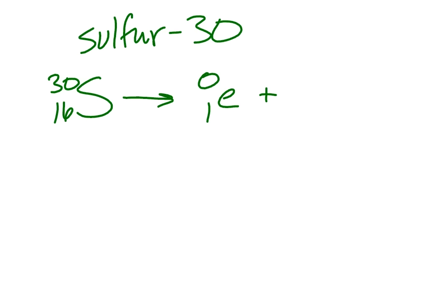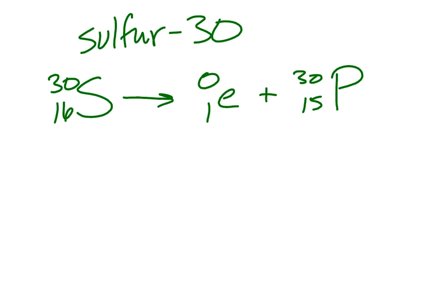Then I look at my math, my top numbers. 30 is equal to 0 plus 30. 16 is equal to 1 plus 15. So 15, 16. Okay, so we're good. In this case, my element, if I find it on the periodic table, is phosphorus. So the answer to what happens when sulfur undergoes positron decay, or emits a positron, is phosphorus-30 is produced.